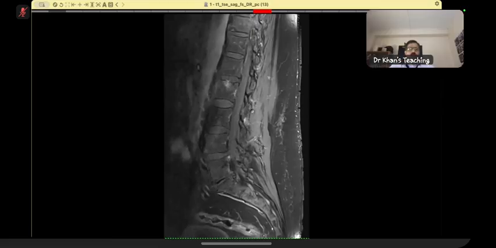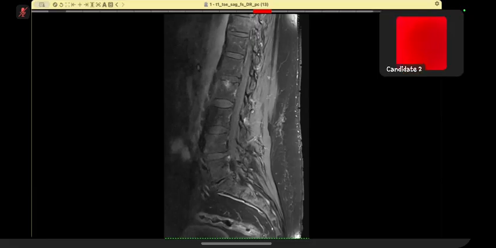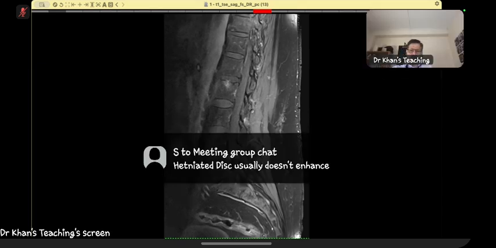What is an acute Schmorl's node? It's when there is herniation of the disc into the superior and inferior end plate due to small fissures in the bone, causing the disc to be herniated. So why is there enhancement going on?